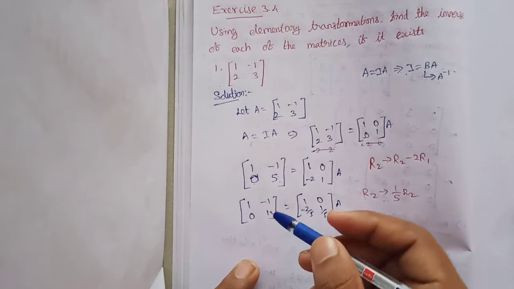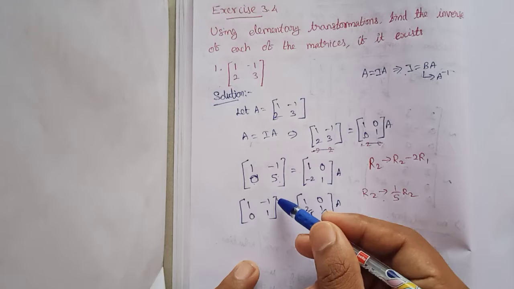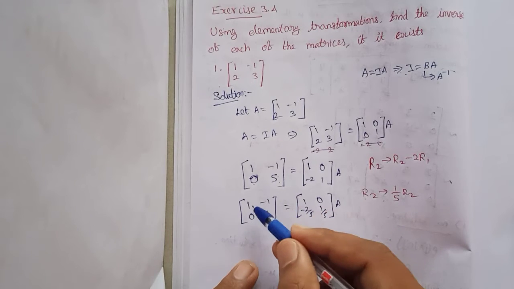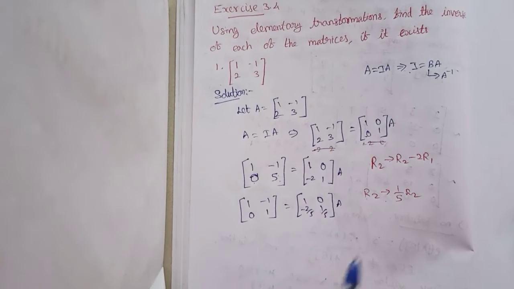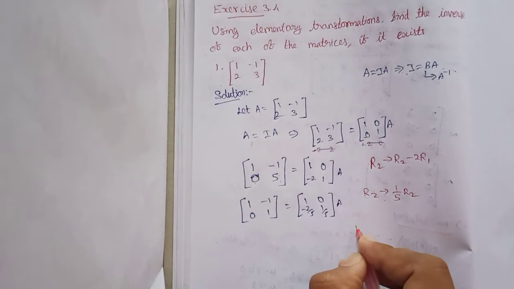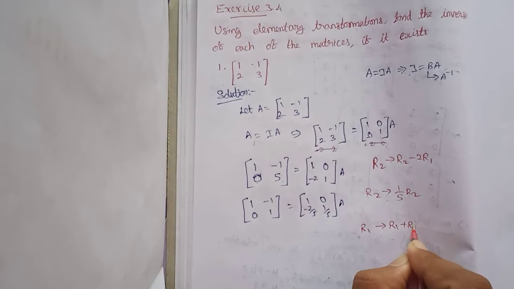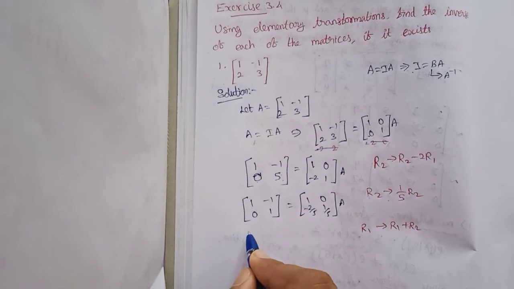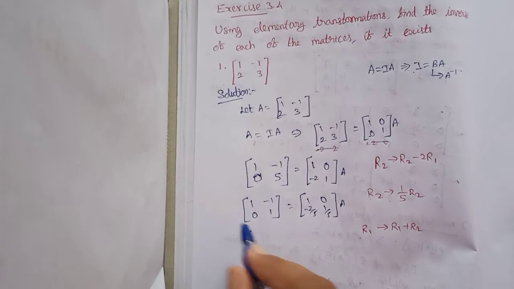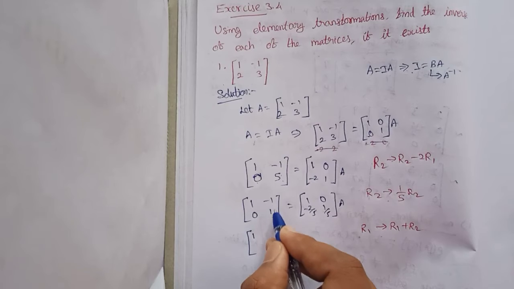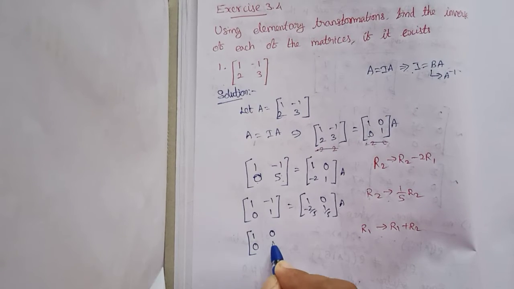Finally we should convert to 0 in the first row, second element. To get 0, we add the first row and the second row, and this element becomes 0 and the other element is not affected. That is R1 implies R1 plus R2. Here we apply the changes in row 1. So 1 plus 0, 1, minus 1 plus 1, 0. The second row has no change, 0, 1.